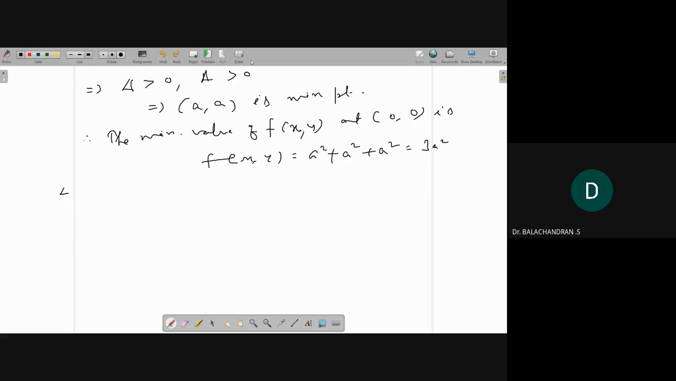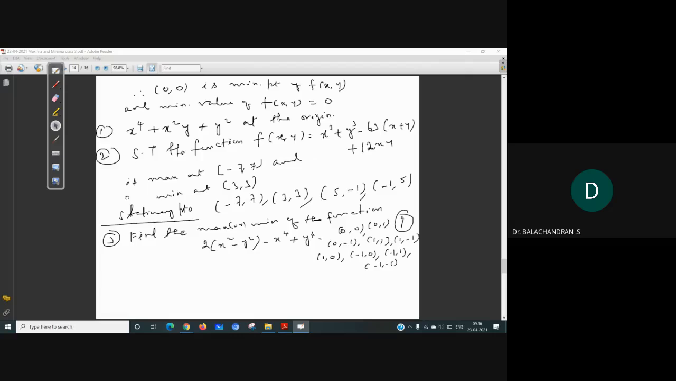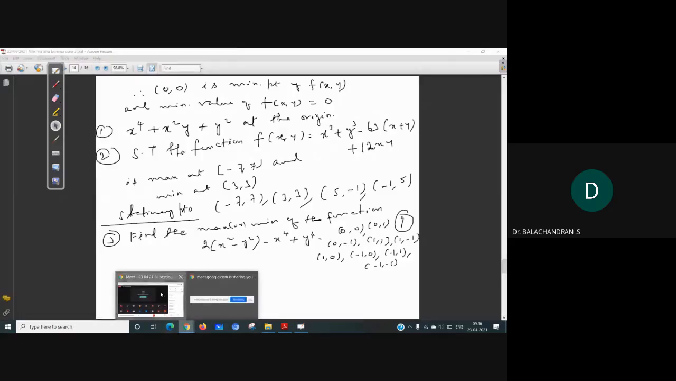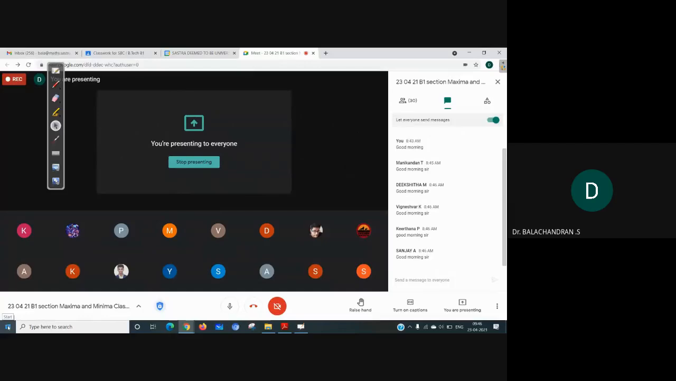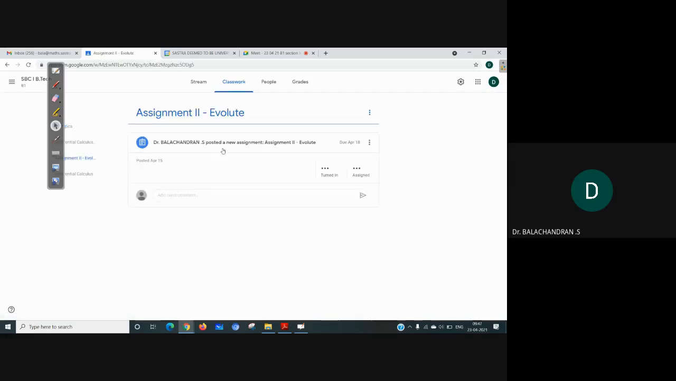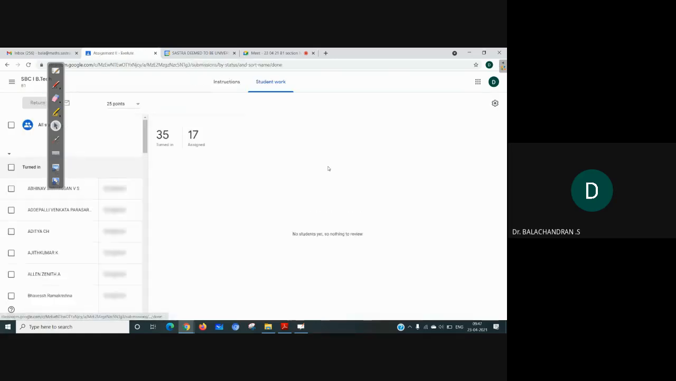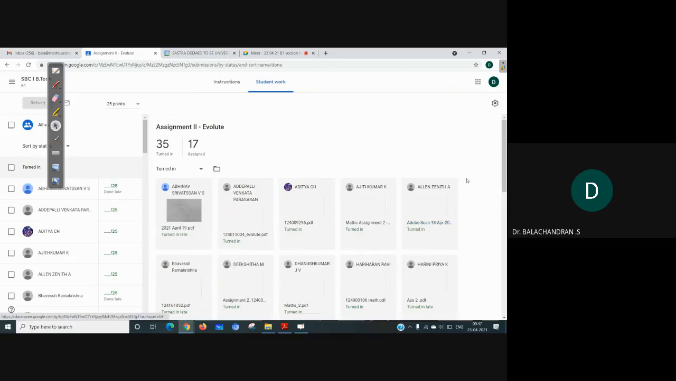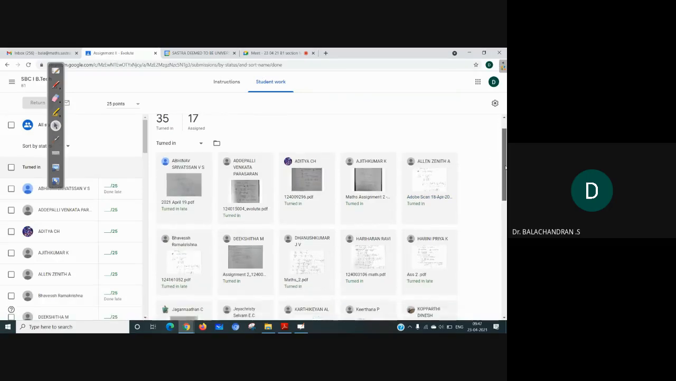Before this, I want to show you those who submitted the second assignment, because some of the students don't know how to submit the assignment properly. Even when they submitted the assignment, it shows missing. So for clarification, I am going to show you: out of 52 students, 35 students submitted the second assignment. So please check your name is here.